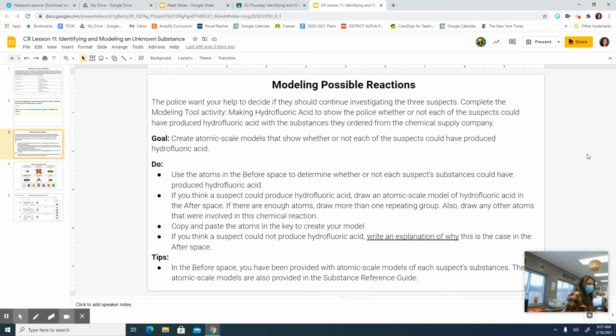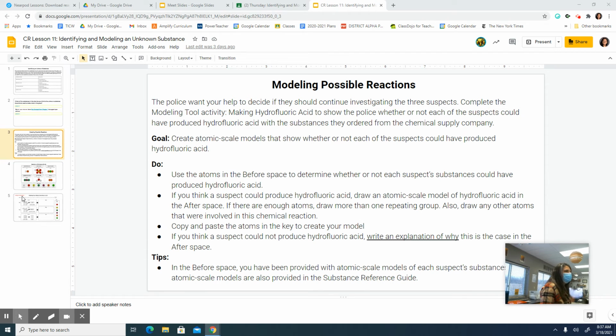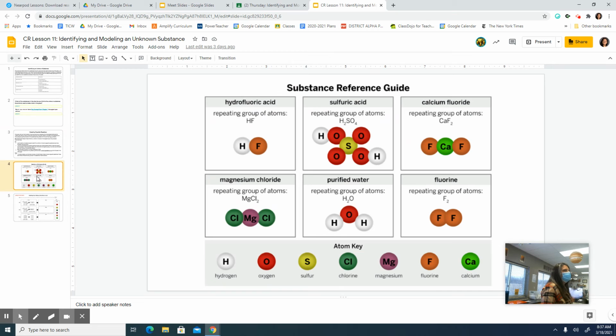in the after space. In the before space, you've been provided with the atomic scale models of each suspect's substances. These atomic scale models are also provided in the substance reference guide. So here are all the chemicals that were purchased by each of those people. Okay, so these are the things that were purchased at the supply store.